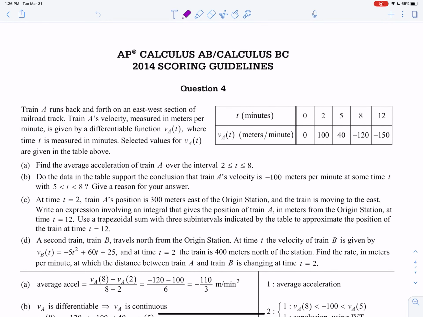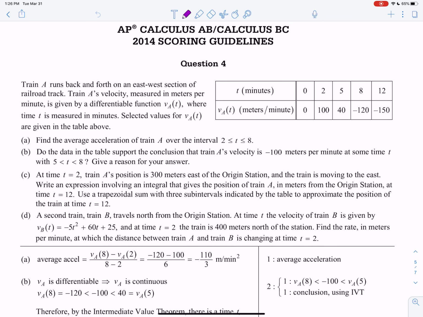This is 2014, question 4. Based on this, it's looking like a little bit of Riemann sum as well as particle motion. So let's get to it. Here's part A. We want to find the average acceleration.